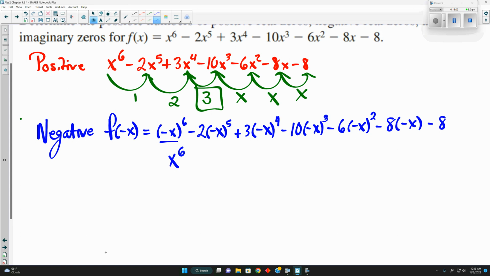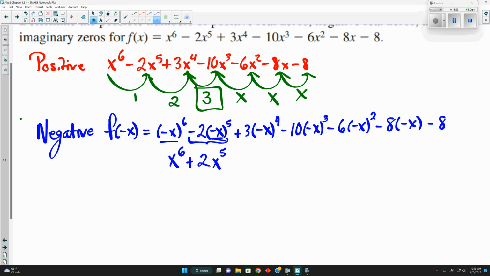And so why that's helpful is because if we look at the next one, well, we know we'll have x to the 5th power, but this sign in here is going to be negative. Negative times negative 2. So really, if the exponent's odd, we're going to change the sign. If the exponent's even, it stays the same.